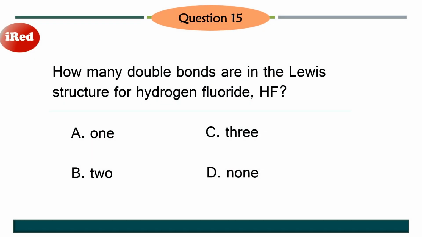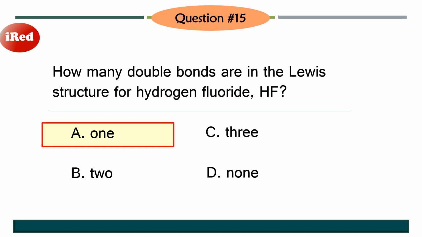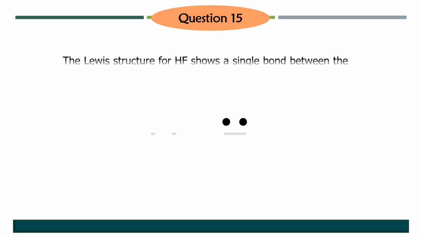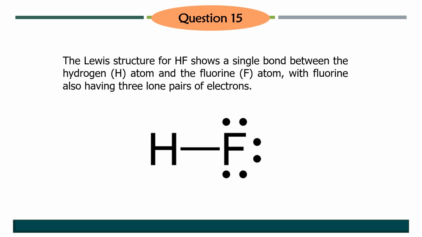How many double bonds are in the Lewis structure for hydrogen fluoride? The correct answer is letter A, 1. The Lewis structure for hydrogen fluoride shows a single bond between the hydrogen atom and the fluorine atom, with fluorine also having 3 lone pairs of electrons.